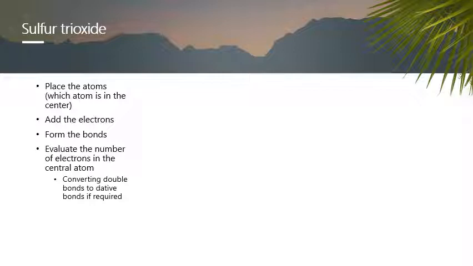Let's look at this case, sulfur trioxide. One sulfur, three oxide. So the name itself does tell us. Sulfur is less electronegative, oxygen is more electronegative. So sulfur is in the center, oxygen is at the side. Okay. Next, I need to add in the electrons.